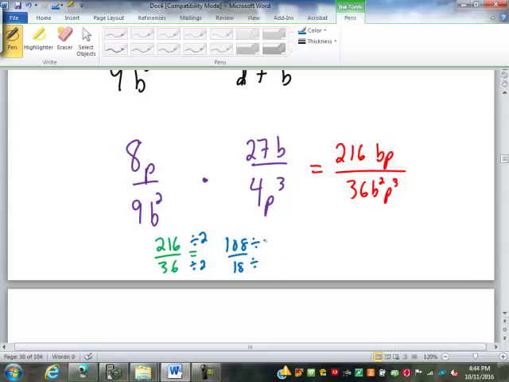No, I can divide both of them by... Still even, so let's do 2. 54 over 9. Am I done? No, both of them can be divided by 9. 6 over 1.